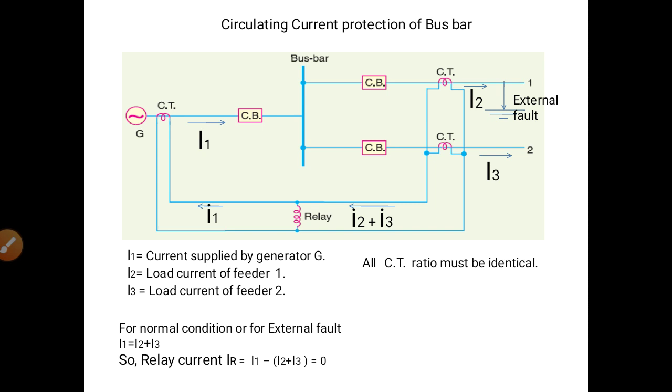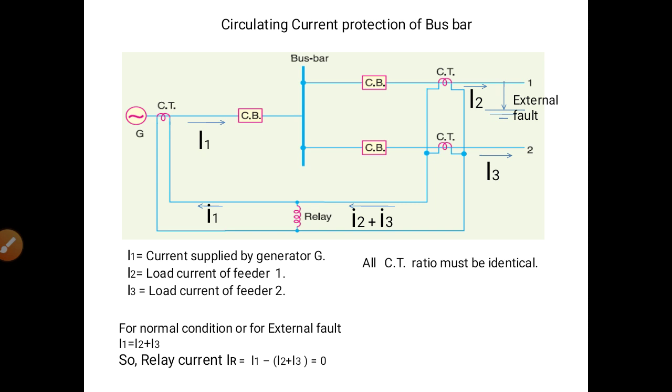As you can see in this diagram, the CTs mounted on the feeders are connected in parallel, and these parallel connected CTs are connected in parallel with the generator line CT. And midway between the two, a relay is connected. Under normal operating conditions, whatever current I1 is entering the bus bar will be supplied to the two feeders as I2 and I3. So under normal load condition, I1 equals I2 plus I3.